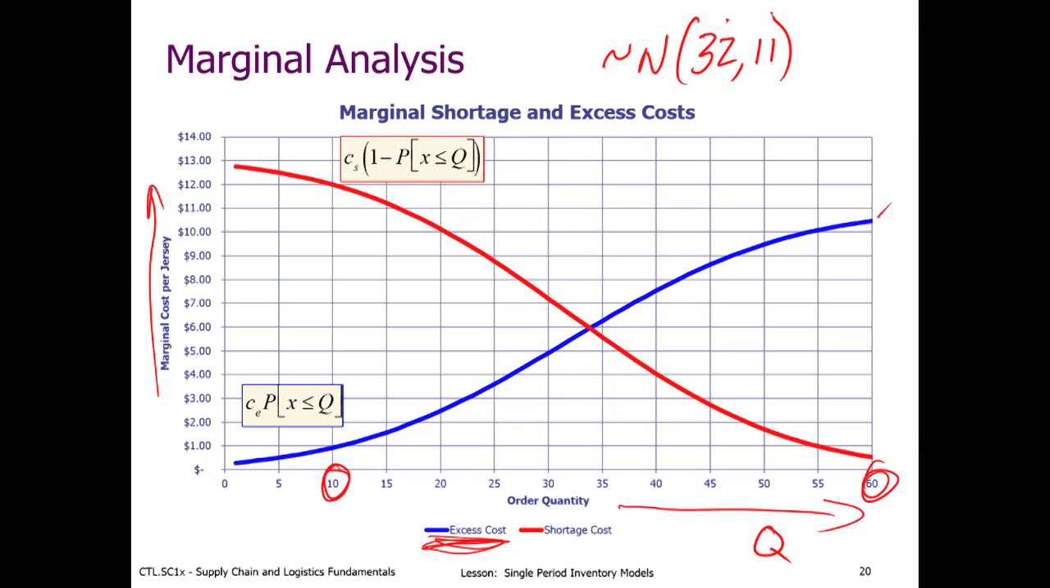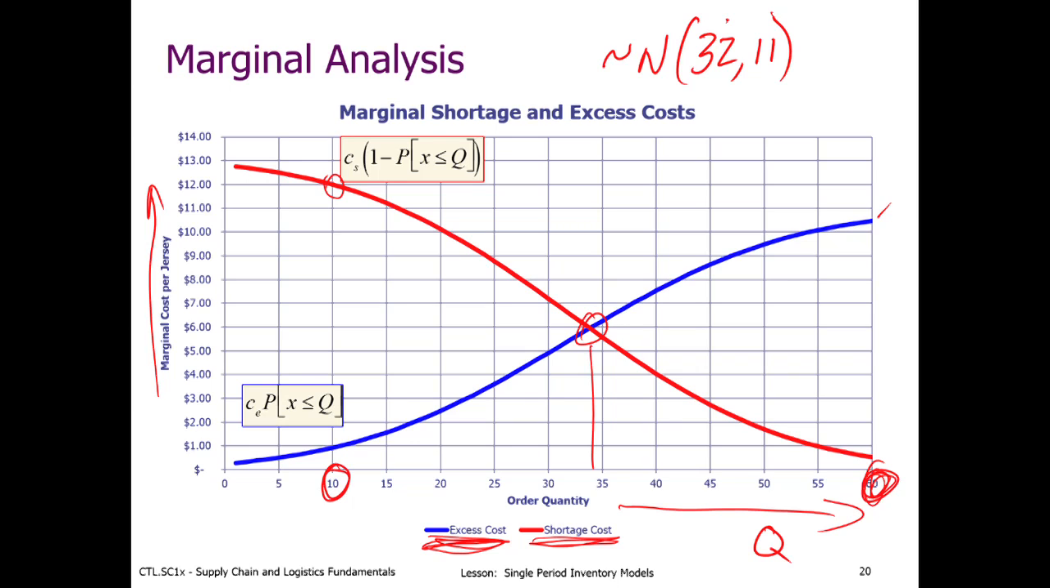I can also plot the shortage costs in red. Again, if I ordered only 10,000 jerseys when my expected amount is 32,000, then I'm going to have a pretty high marginal cost because I expect to be very short. I'm going to be short a bunch if I expect on average 32,000 and I only ordered 10,000. But at the other extreme, if I order 60,000, then chances are I'm not going to be short anymore. And so you see that these two marginal costs work in opposite directions. And when are they equal? Well, that's our optimal Q.